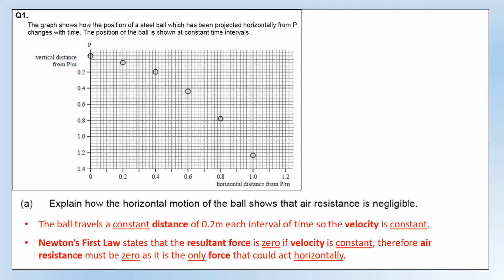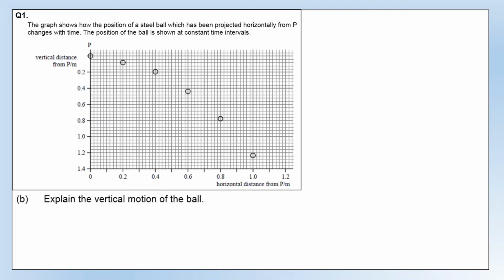So if velocity is constant, Newton's first law tells us that the resultant force is zero. Air resistance is the only force that can act horizontally, so if resultant force is zero, that must mean air resistance is zero as well. Okay, so that's the horizontal motion. Let's now have a look at explaining the vertical motion.